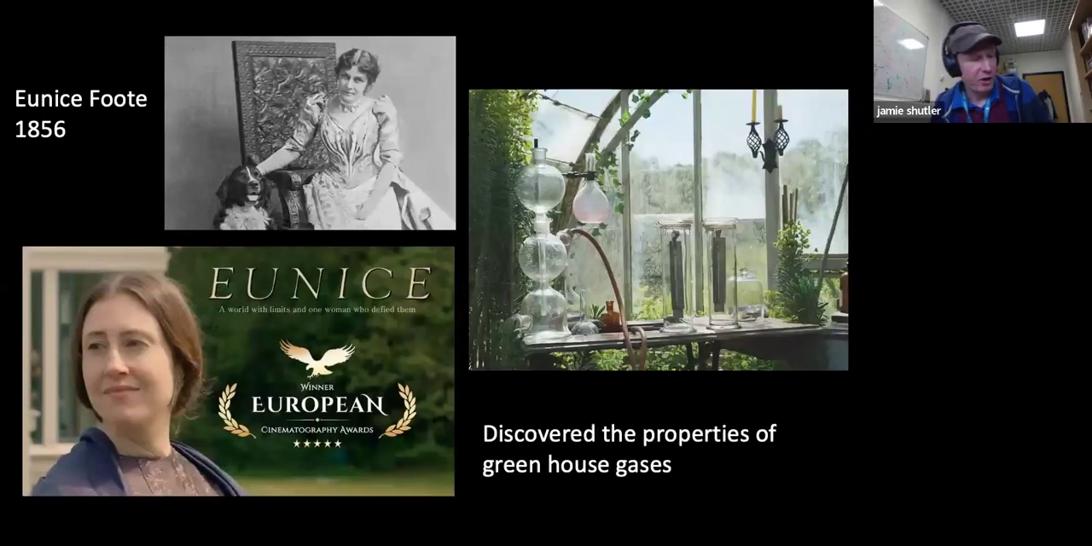So I wanted to start with highlighting Eunice. Eunice did her early work in the 1800s. She was actually the first person to identify the properties of greenhouse gases. This was about 2 or 3 years ahead of John Tyndall's work in the UK, and she showed experimentally why we should be studying carbon dioxide and the carbon cycle.